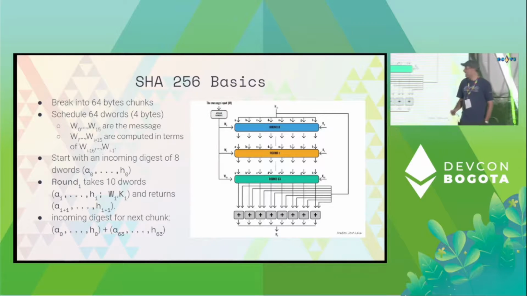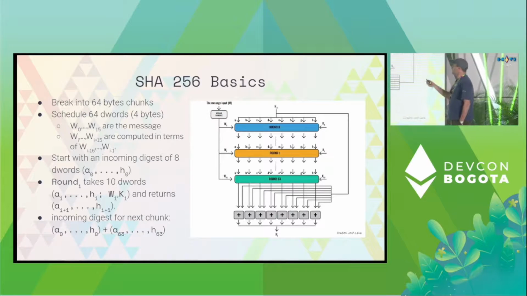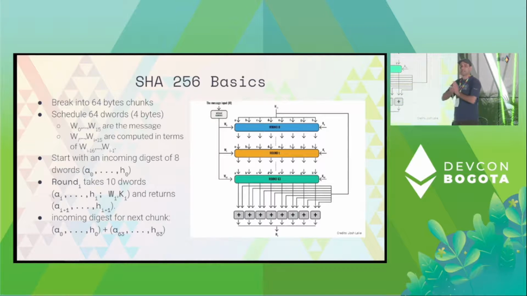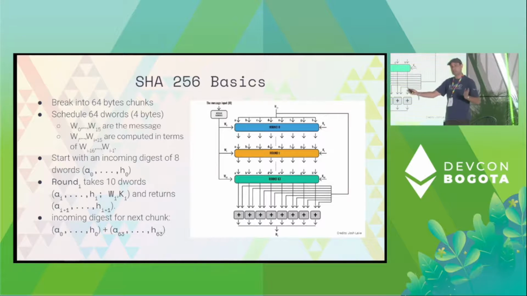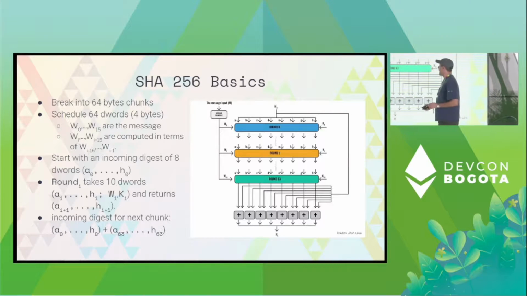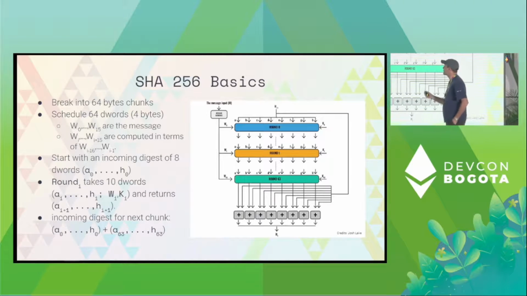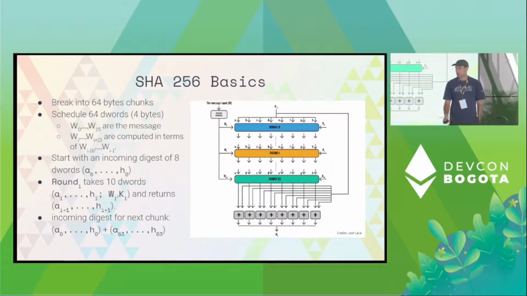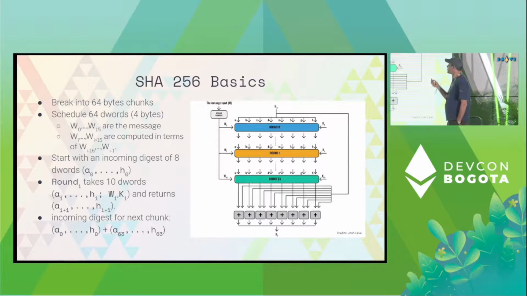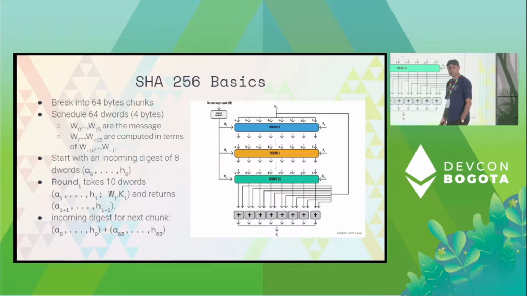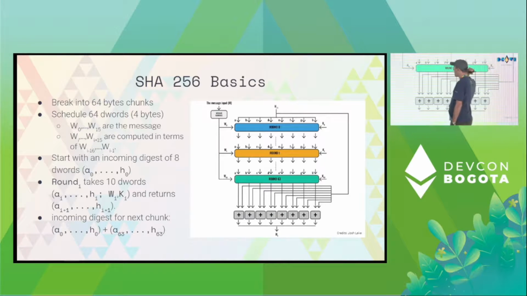So let's start with this slide. The hashing function takes any message of arbitrary length, as in a sequence of bits of any length, and it spits out 32 bytes. The digest of this thing is 256 bits. And the procedure consists of 3 parts.